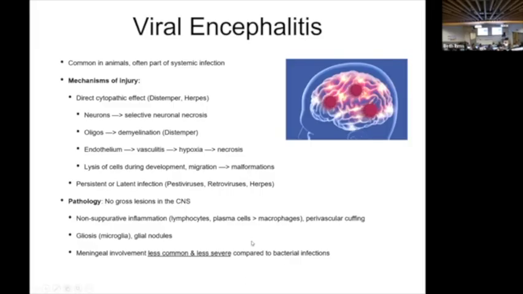You also get a gliosis, primarily composed of microglia, so your resident tissue macrophages will proliferate just like they do in any tissue that's inflamed, so you get a microgliosis. And then these can actually form little nodules. Glial nodules are more typically seen in viral encephalitis than any other flavors of encephalitis, those little nodules of microglia. Meningeal involvement in viral encephalitis is less common and typically less severe compared to bacterial.